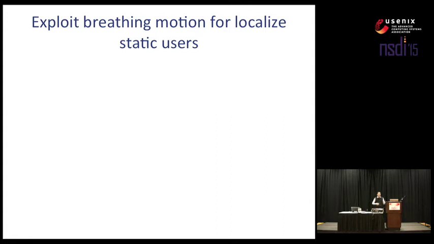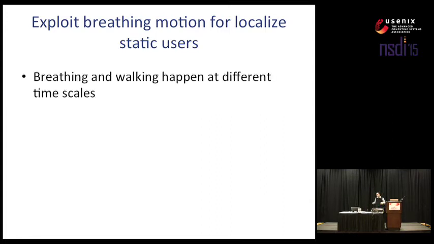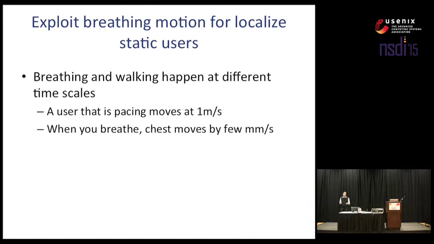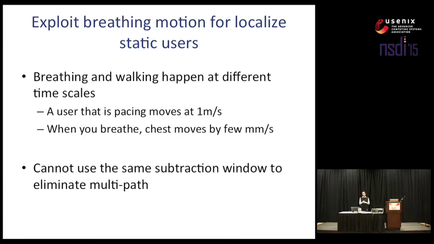Because breathing and walking happen at completely different time scales. A person who is walking is going to move at 1 meter per second. But when you are breathing, your chest moves only by a few millimeters per second. And so we cannot use the same subtraction window in order for us to eliminate multipath in each of these cases. So for example, let me give you an example where a person is moving at 1 meter per second.